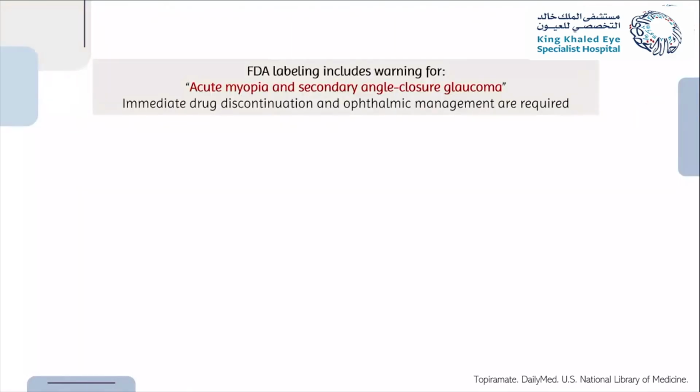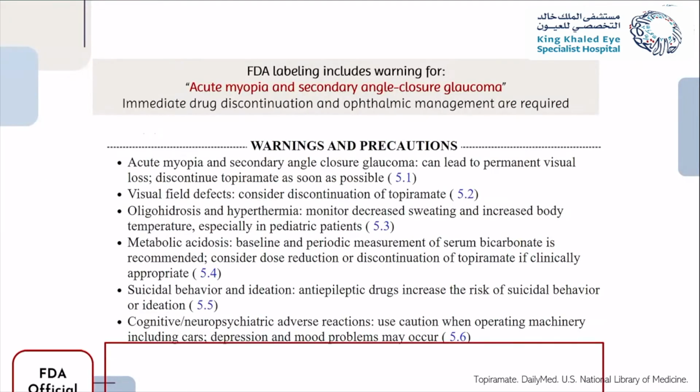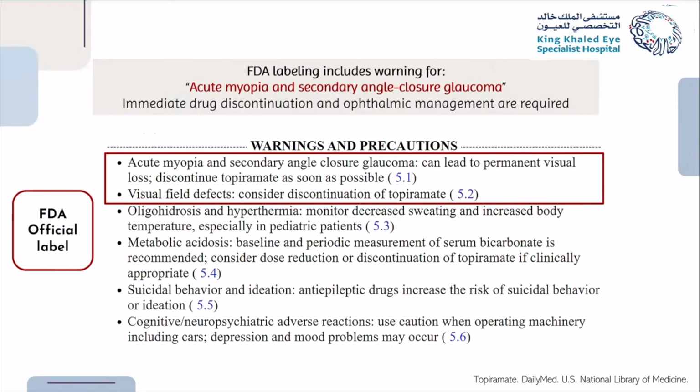In the FDA label of topiramate, they mention that there is a risk of acute myopia, secondary angle closure glaucoma, and visual field defect. And they mention that we have to discontinue topiramate as soon as possible when we are handling a patient with ocular toxicity.